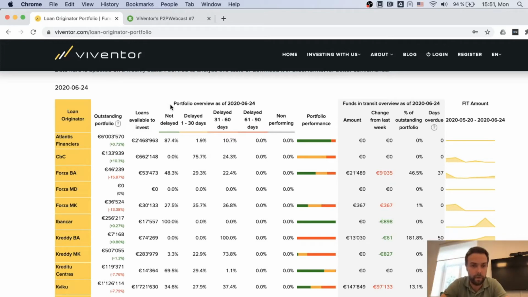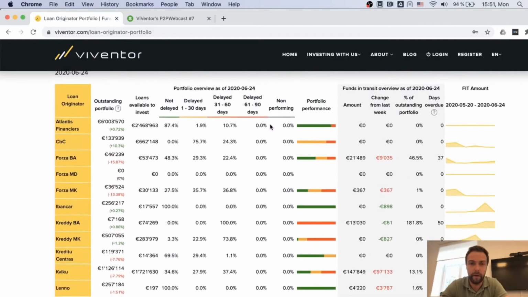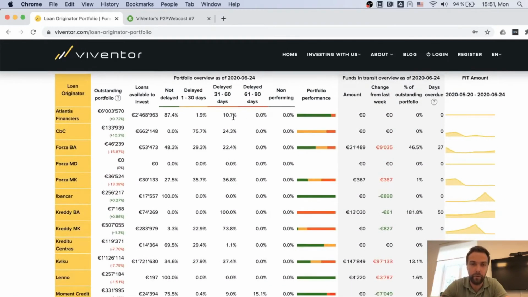So green means not delayed, yellow means delayed for 1 to 30 days, and red means delayed for 31 to basically 90 days. And the gray one is non-performing. A non-performing loan is a loan that is already not expected to be returned, and it should either be bought back from us if it has a buyback guarantee, or there should be some other legal action taken against this borrower.